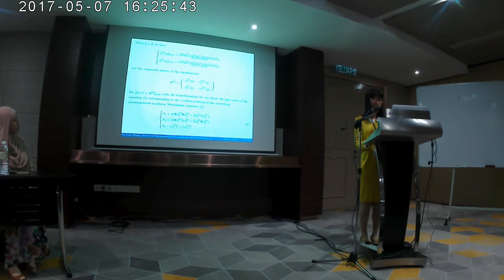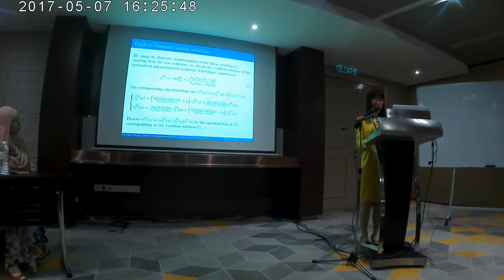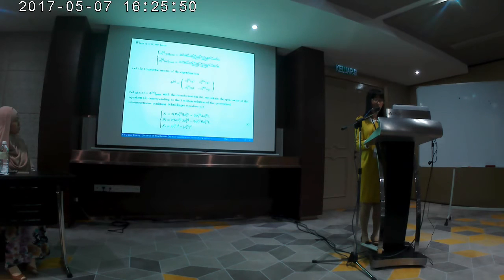When eta equals 0, we have this. Generally, we just need to get the gauge transformation matrix, and we need the eigenfunction. So we get phi 1 GST equal to phi 1 when eta t equals 0. With the transformation 6, we obtain the spin vector of equation 3 corresponding to the one-soliton solution of the generalized homogeneous nonlinear Schrödinger equation.